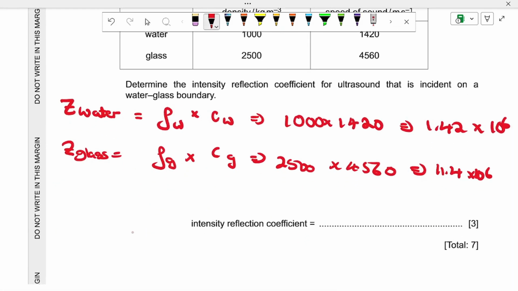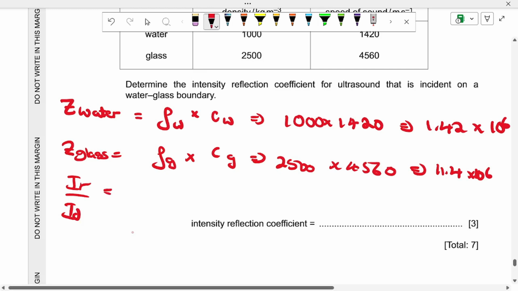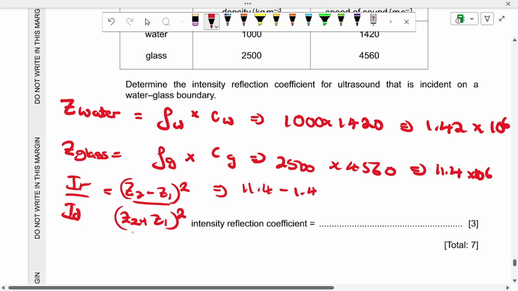Now to find the intensity reflection coefficient, I know that it is the ratio of the ultrasound that was reflected divided by the ultrasound that was incident. If I have a boundary, a certain amount is going to be reflected and a certain amount was incident on that boundary. The ratio that compares that is the intensity reflection coefficient. I calculate it as (Z2 minus Z1) squared over (Z2 plus Z1) squared. That is equivalent to (11.4 minus 1.42) squared over (11.4 plus 1.42) squared. You can drop the times 10 to the power of 6 because they cancel out. Punch that into a calculator and you're going to get 0.61. That would be your final answer.